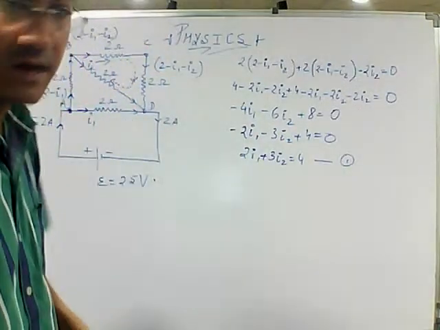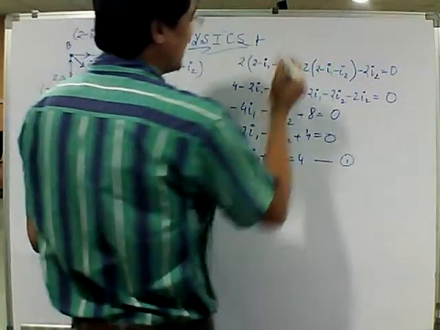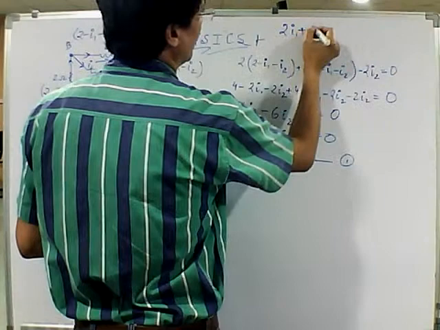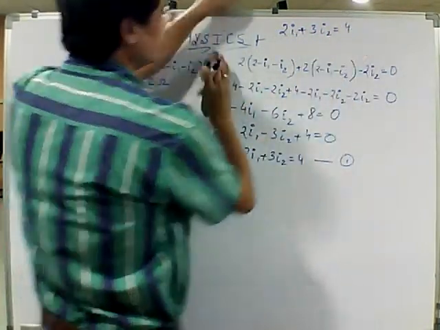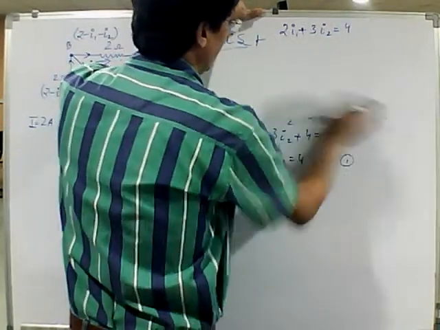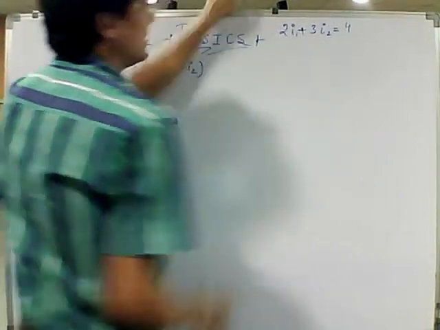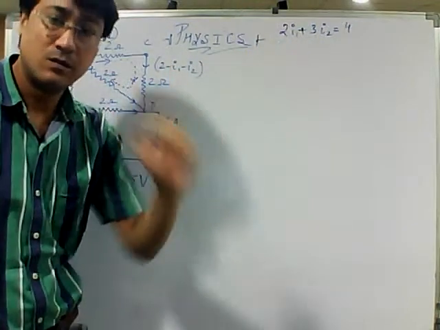Okay, so now I can write this expression separately. I have equation number 1 as 2I1 plus 3I2 is equal to 4. This equation I get for loop number 1. Let us take another loop. We have 2 variables, I1 and I2, and we've got 1 equation. So I need 1 more equation.